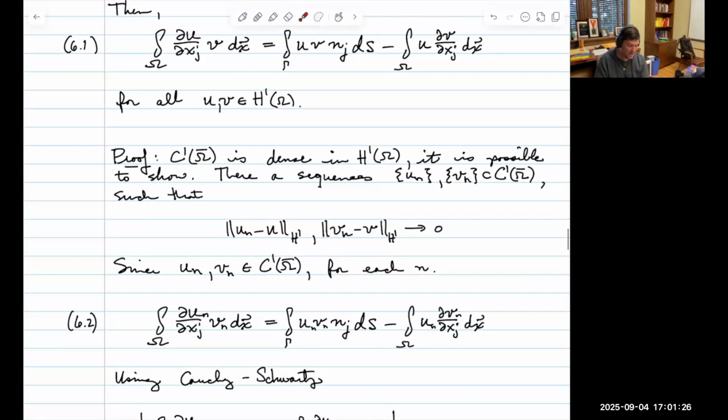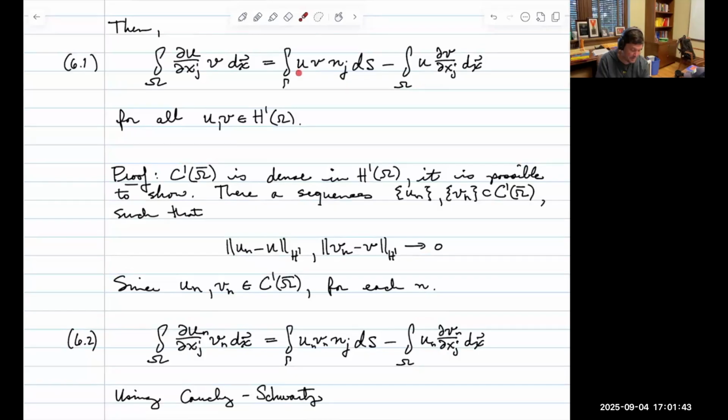Well, I didn't talk about this subcase, but it's not too hard to show that C1 is dense in H1, and dense with respect to the H1 norm. It's possible to show this. What does it mean to be dense? It means that if I have points like u and v in that space, then I can find sequences from the dense set that converge to the points in H1, and they converge in the topology of H1. That means in the norm of H1.